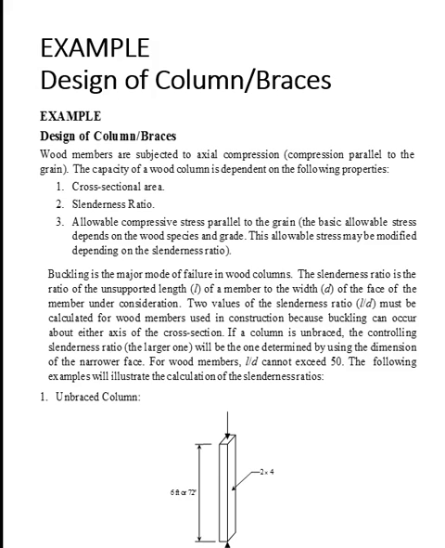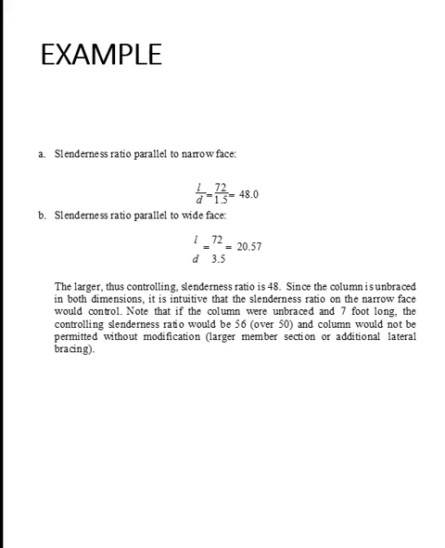And you can see in this case where we have a member, the slenderness ratio parallel to the narrow face is 48. The slenderness ratio parallel to the wide face, 20.57. The larger is the controlling, that's the 48. And this is for unbraced. And so again, it's obvious that the narrow face is going to rule.